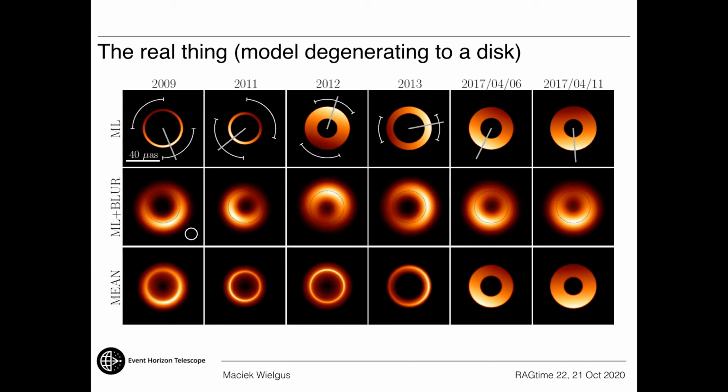Then we have the blurred version, blurred to the resolution of the EHT. So that is something that should look more or less like the observation we could make with a larger array. And then we have the mean, which is just the mean of the images in the posterior volume. This is like 20,000 images averaged.